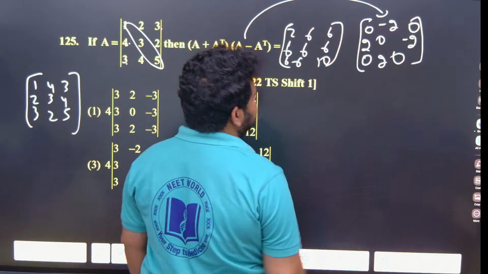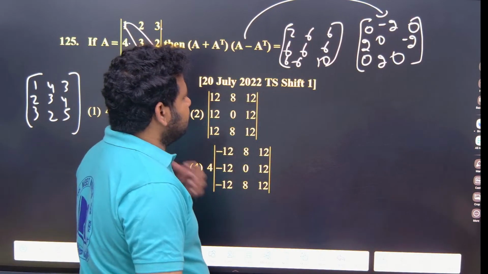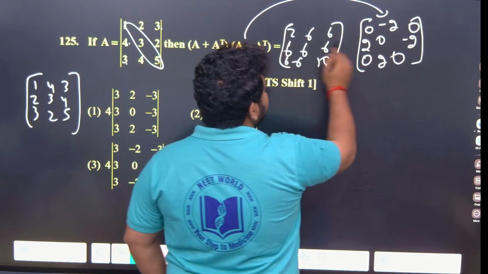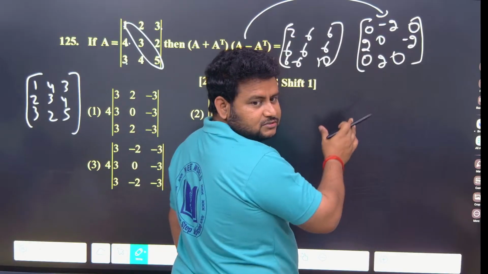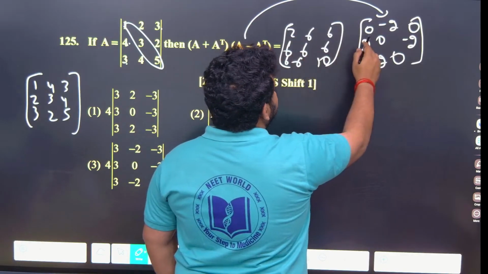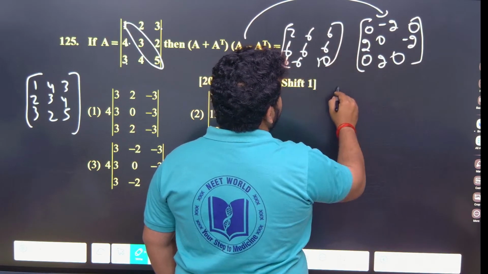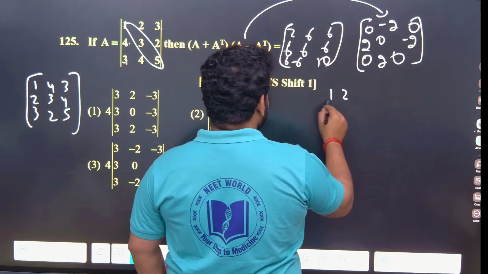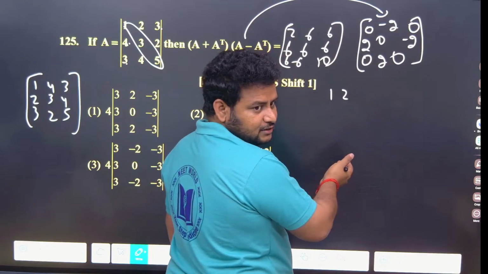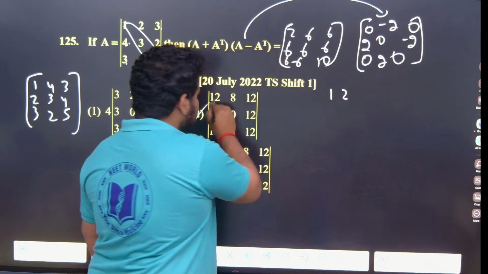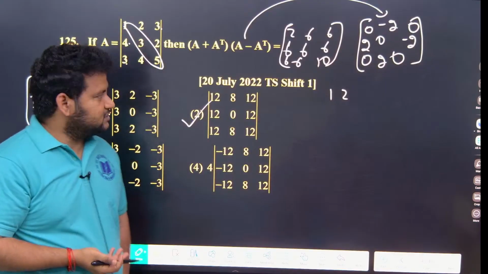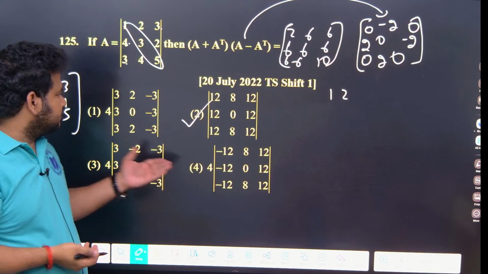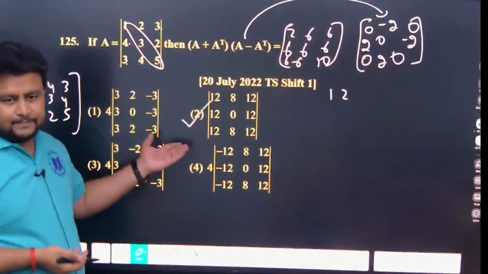We have to multiply this. If you multiply, what will we get? 2 into 0 is 0. 6 into 2 is 12. 6 into 0 is 0. So 12 should come in the beginning. Is it positive 12 or negative 12? Positive. Only this option is having positive 12. Other options are having negative. Very simple. Clear?